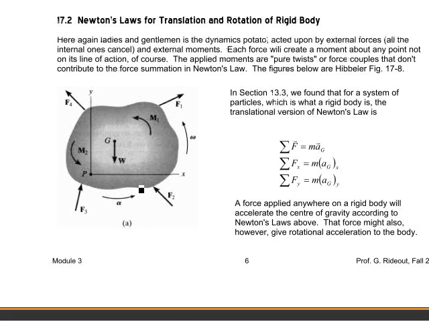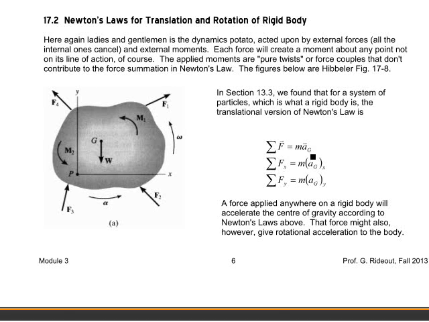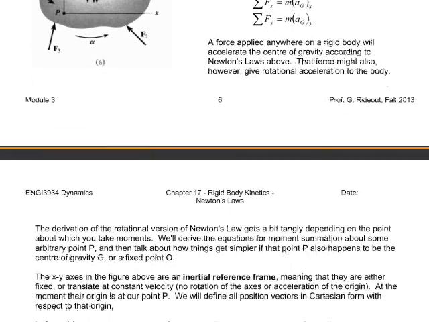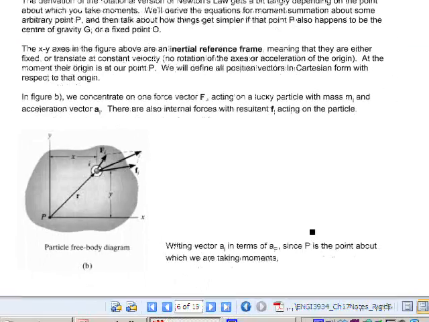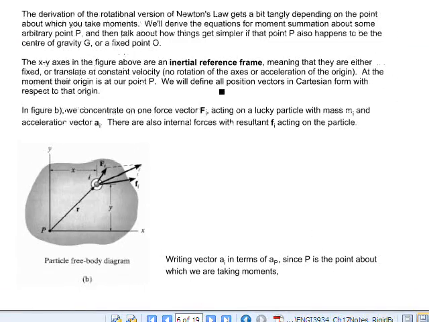forces, which create moments about various points. It could be acted on by applied moments. Anyway, we said that the sum of the force vectors is equal to mass times the acceleration vector of the center of gravity, and we can split that up into x and y force equations. But now we need to derive the rotational version of Newton's law.